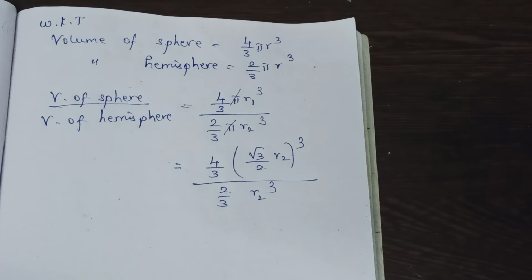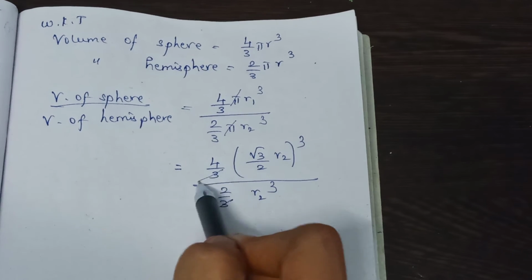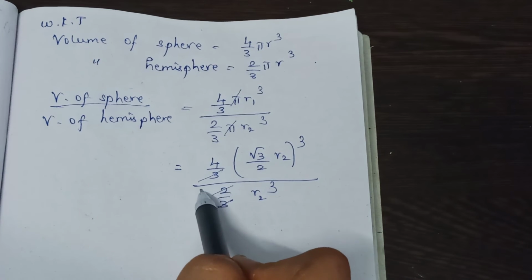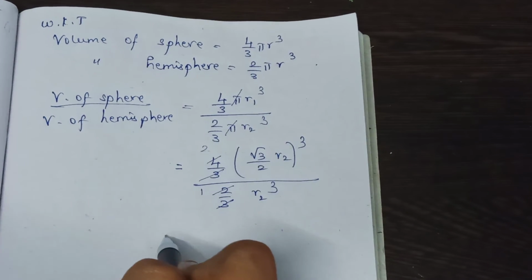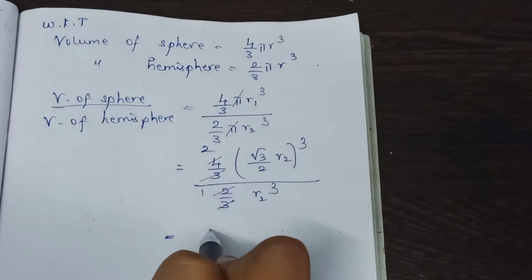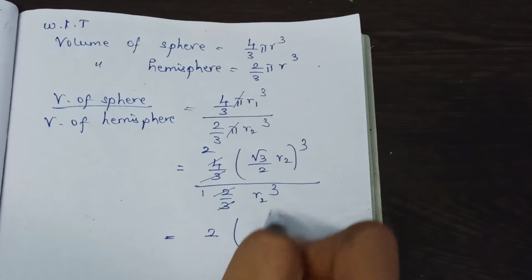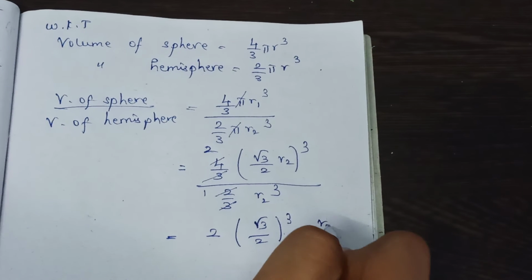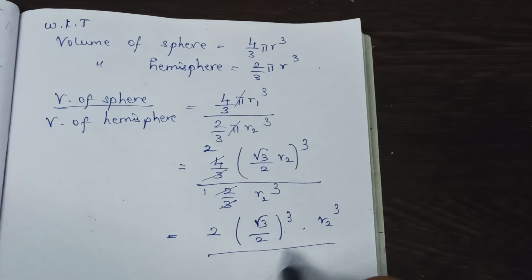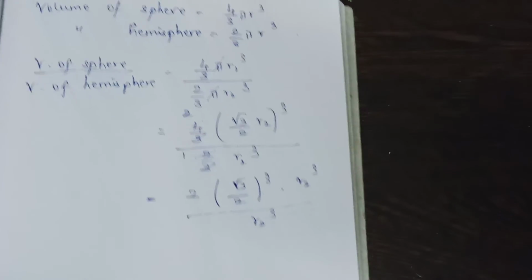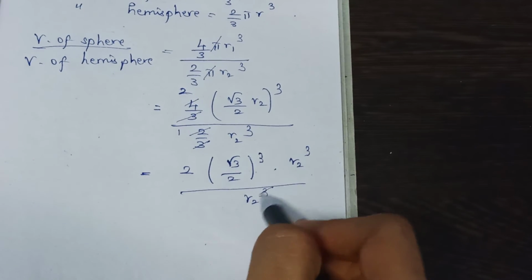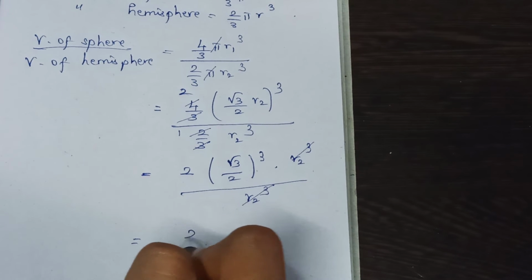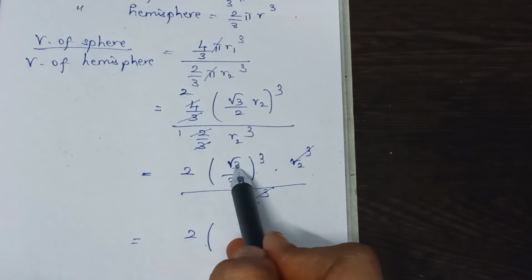Now we have to cancel all the terms. Here 3 and 3 get cancelled. Same way 4 and 2 get cancelled, 2 one time, 2 two times. So which is equal to 2 into root 3 by 2 the whole cube into R2 cube by R2 cube. So here R2 cube gets cancelled. So which is equal to 2 into root 3 the whole cube.